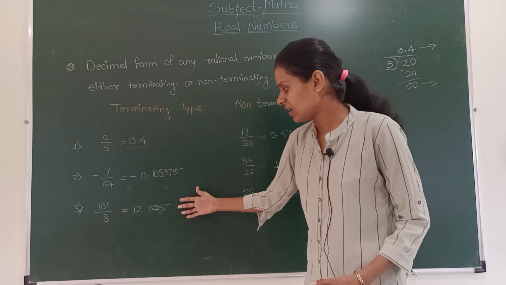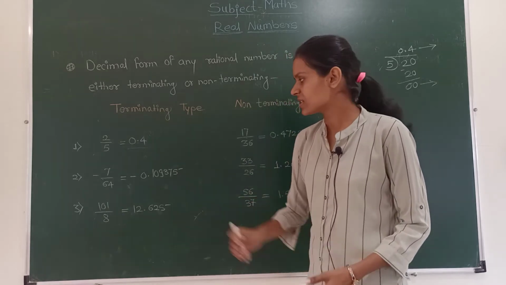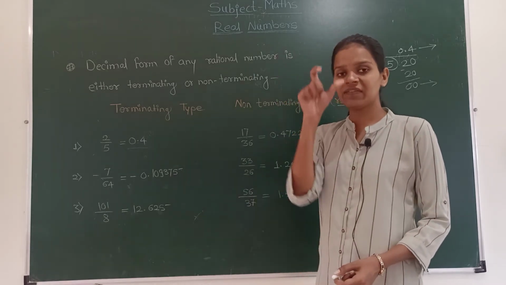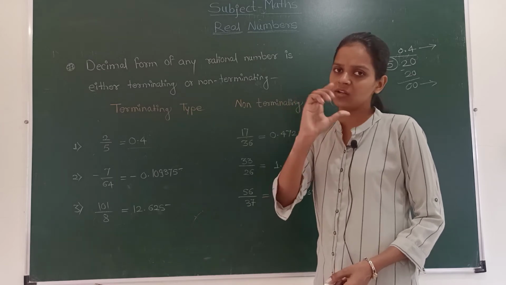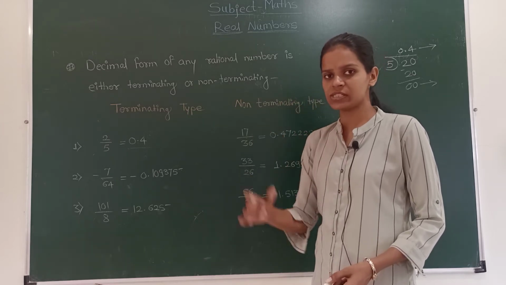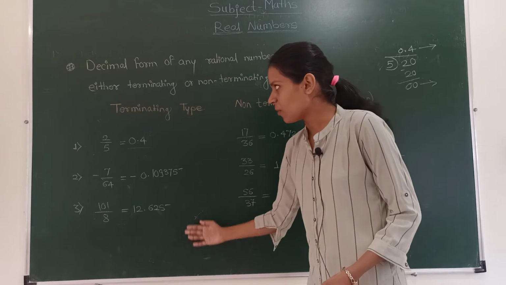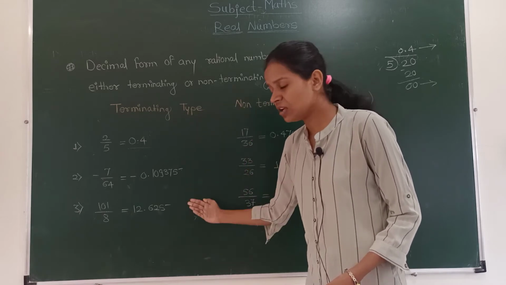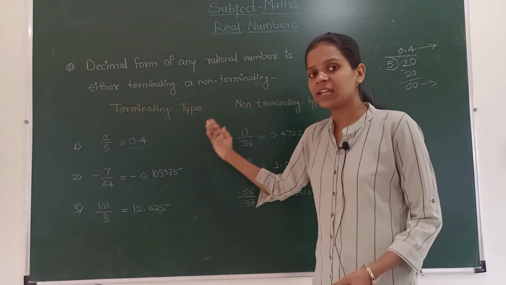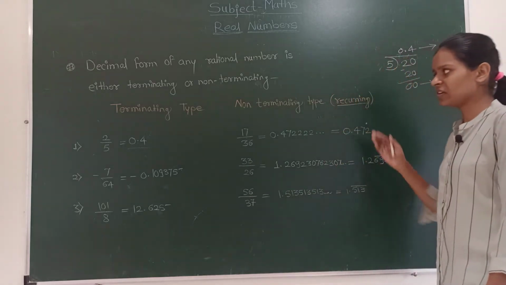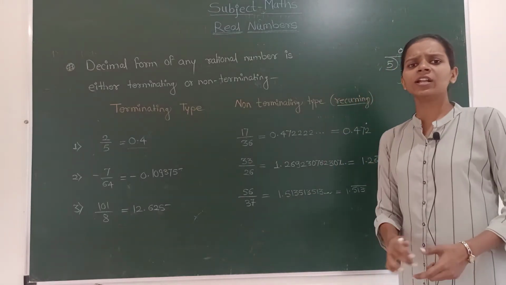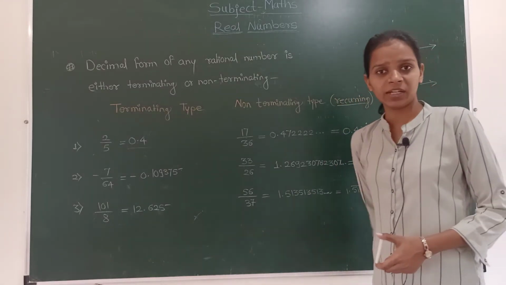These are all terminating because the division will go on up to some time and you will get the remainder 0. That's why such a type of division, such a type of decimal form, is called terminating type. And see another one, non-terminating one.